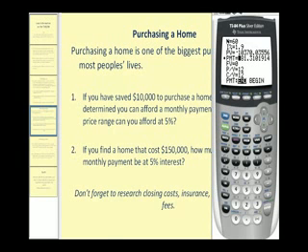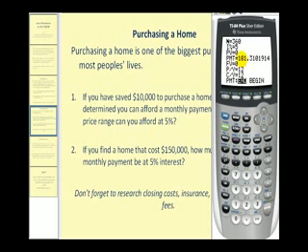Let's go back to the calculator. Now typically a loan for a home is for 30 years. 30 times 12 would be 360 months. The interest rate we're saying is 5%. We don't know the present value, but we do have to type in some number here. Let's go ahead and enter 0.